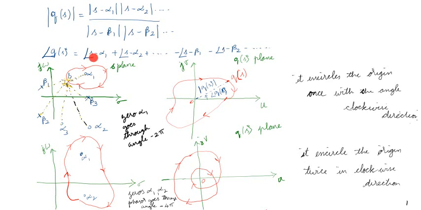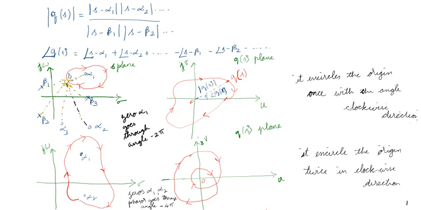I am taking an example plot in the s plane. How many poles are there? 1, 2, 3: beta 1, beta 2, beta 3, so 3 poles. How many zeros are there? Alpha 1, alpha 2, alpha 3. Out of these 3 poles and 3 zeros, only alpha 1 is enclosed by this contour. A contour is nothing but a closed path. I am walking in the clockwise direction, so alpha 1 is enclosed inside the contour, the red line. Now look at the contribution of the phase angle of the terms.